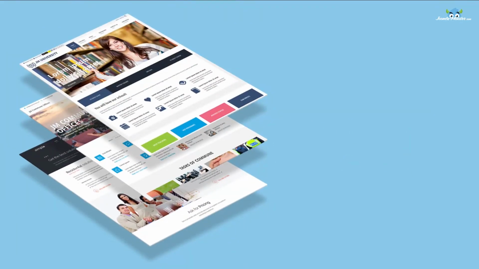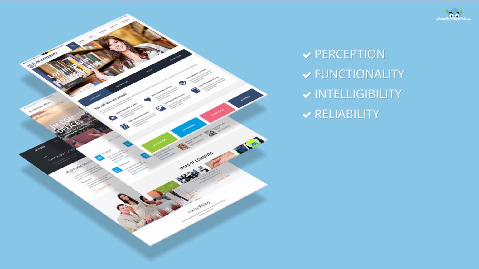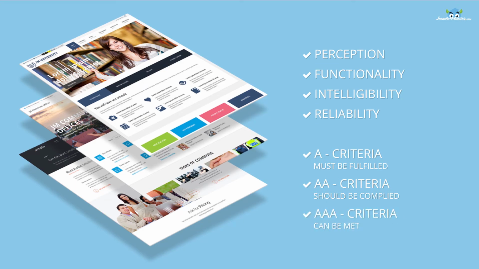Principles of Availability Document V.2.0 has been divided into four groups: perception, functionality, intelligibility, reliability, and three levels of availability. A criteria must be fulfilled. AA criteria should be complied. AAA criteria can be met.